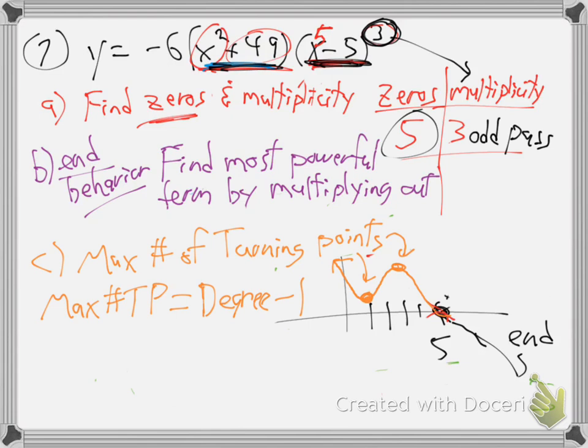So what's the degree of ours? 5th degree? Yeah, remember when we multiplied it out, we got minus 6x to the 5th?